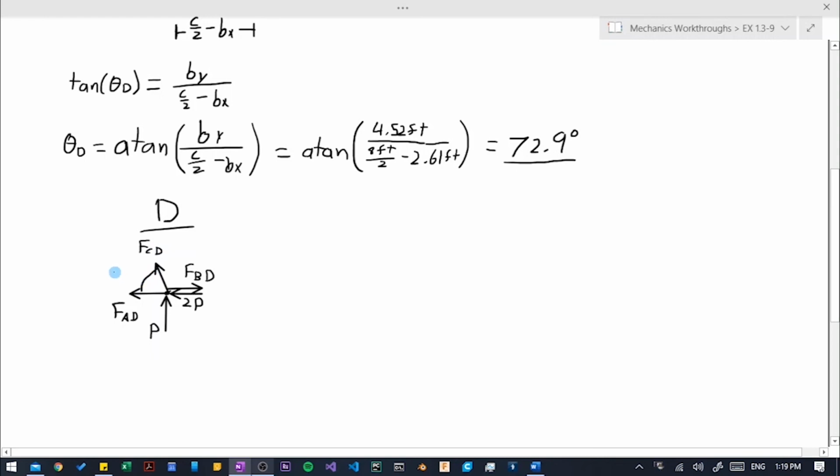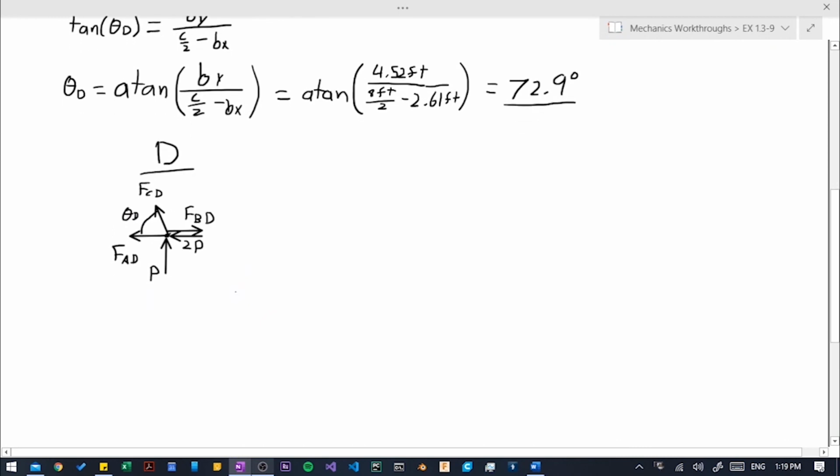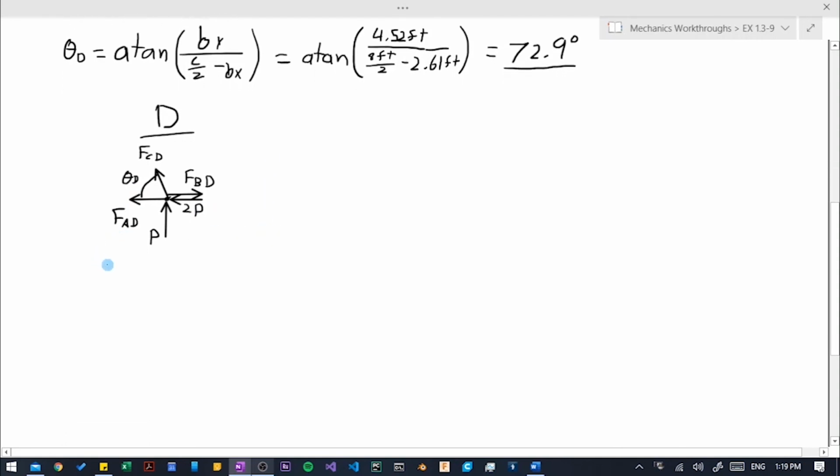And we found this angle, which is theta D. The only unknown we have is FCD. We could use either the summation of forces in the x direction or the y direction, since it has components in both. But if we do the summation in the y direction, we could ignore all three of these horizontal forces. So let's do that one.